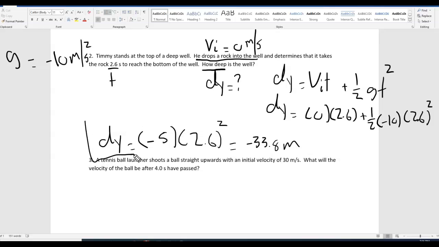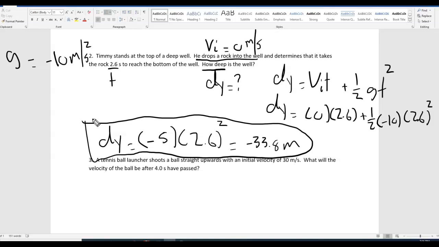Now, does that answer the question, how deep is a well? Well, kind of. I mean, basically what that means is the rock fell down 33.8 meters. Now, can depth be negative? Can height be negative? Not really. And so maybe I would answer this question probably with a positive.